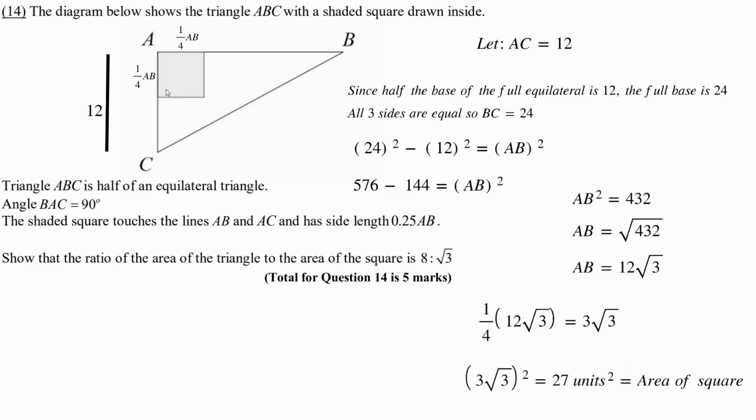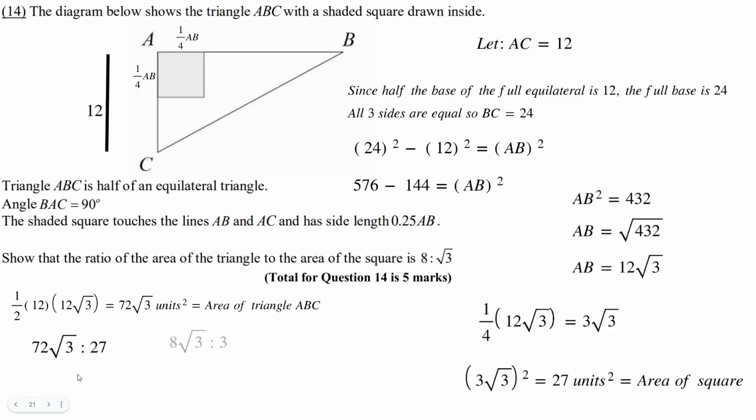Now we can work out the area of the triangle. So we know that AB is equal to 12 root 3, and we know the base. So it's half base 12 times height 12 root 3. So just do that over here. You'll get 72 root 3, and then just put it in the ratio that they want. So we've got area of the triangle to the area of the square. So it's 72 root 3 to 27. And then here you can divide by 3 on both sides.